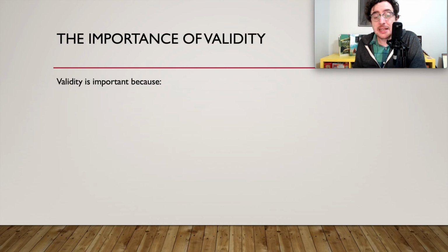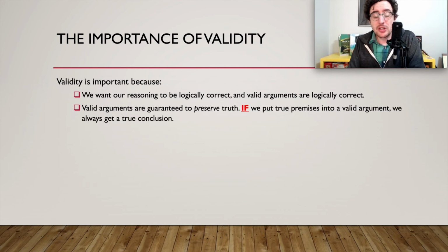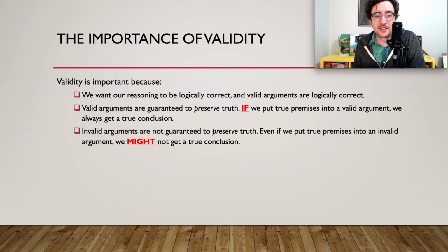So validity is important because we want our reasoning to be logically correct. We don't just want the things to be true, we also want the reasoning to be good. And valid arguments are the ones that have good reasoning. Valid arguments are also guaranteed to preserve truth. If we put true premises into a valid argument, we always get a true conclusion.